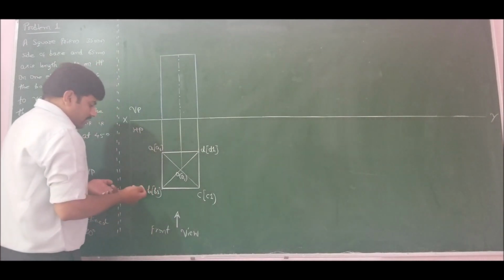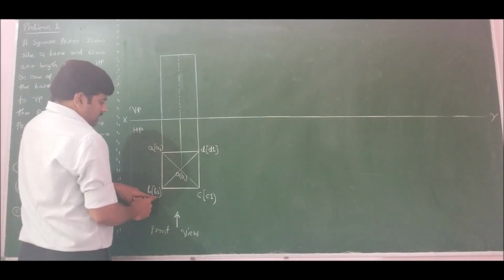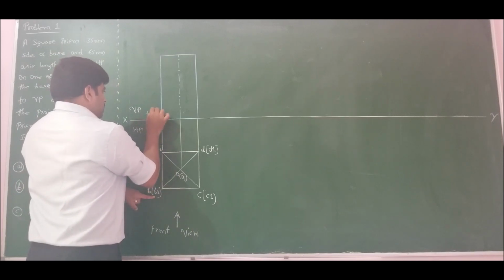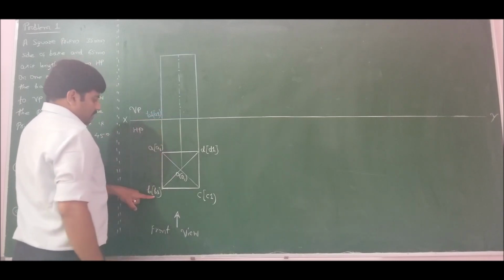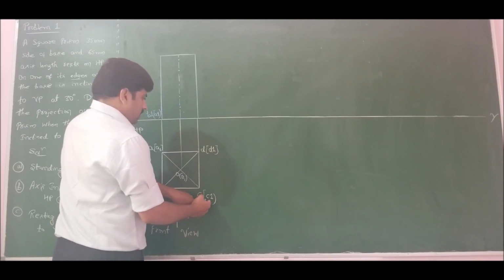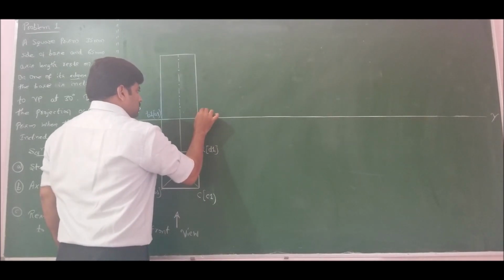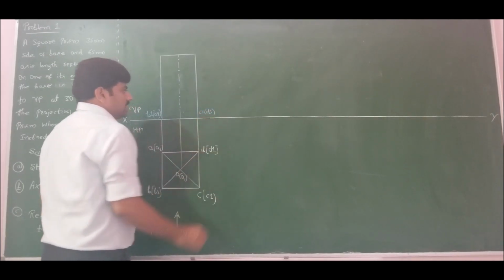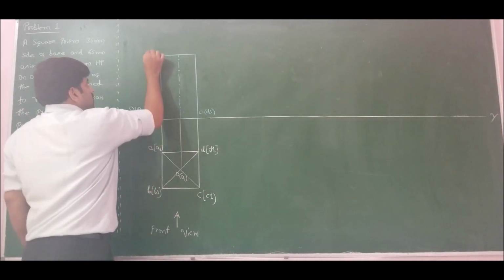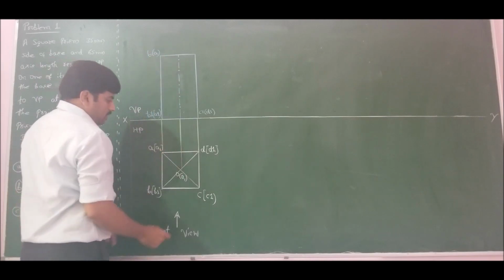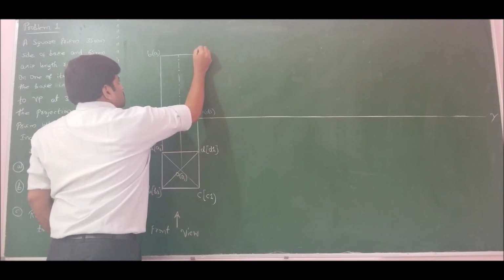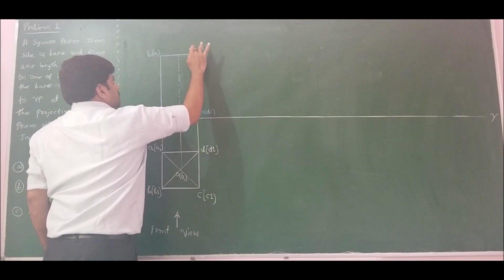So therefore, if I mark the visible and invisible edges in the base, I can see B1, I cannot see A1. So B1 is visible, A1 is invisible. On this side, I can see C1, I can't see D1. So in the base, C1 is visible and D1 is invisible. Coming to the apex, B is visible, A is invisible. In the apex, C is visible, D is invisible.